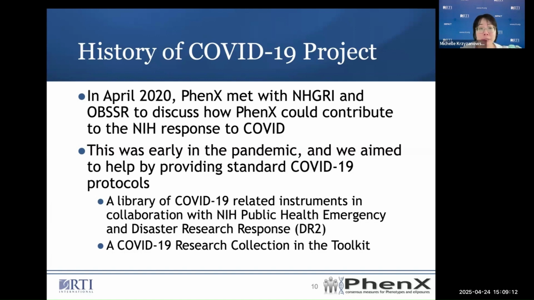And just to note, this was obviously very early in the pandemic. Little was known about COVID-19, but we wanted to provide some sort of resource that could help in collecting information about COVID-19 in a standardized manner. So as a result of these initial efforts, we first created a library of COVID-19 related instruments. And this was in collaboration with DR2, which is the NIH Public Health Emergency and Disaster Research Response. And we also created a COVID-19 research collection in the Toolkit. And I will explain both of those shortly.